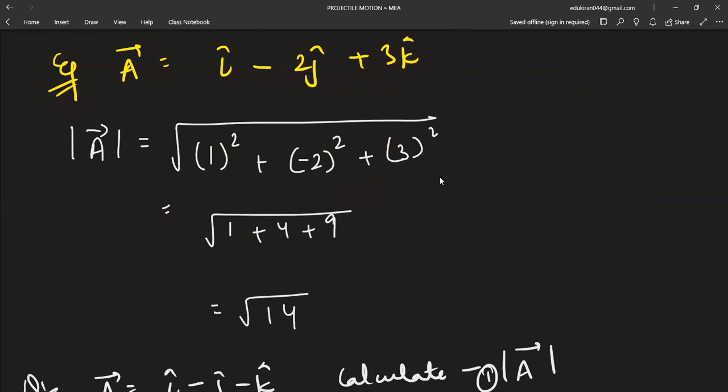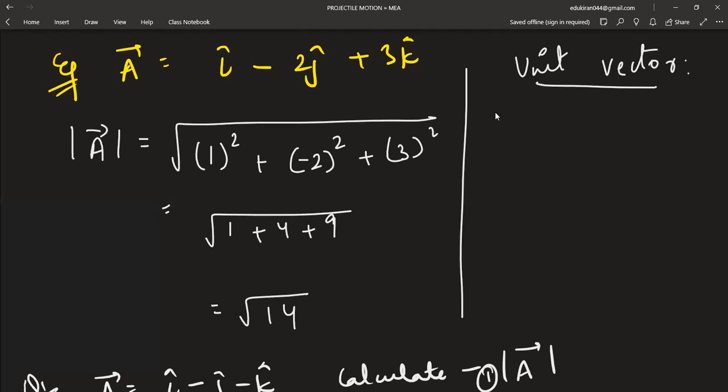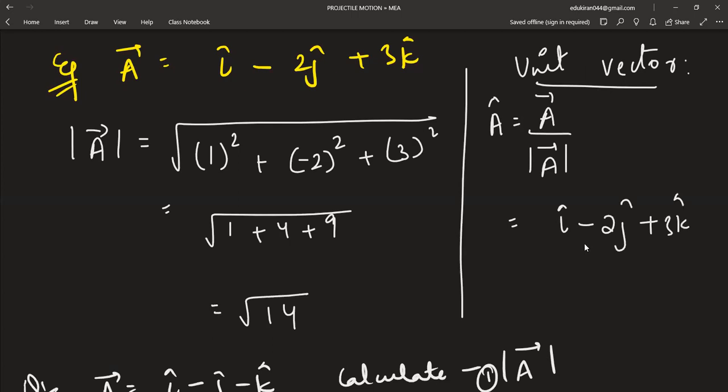Fine. Now, suppose I have to calculate the unit vector. So I have told you how to calculate it. Remember, for the unit vector A cap, you take the vector as it is and you divide it by its magnitude. So here, what was the vector? I cap minus 2 j cap plus 3 k cap divided by its magnitude root 14.